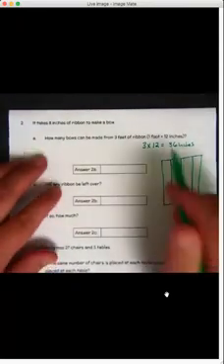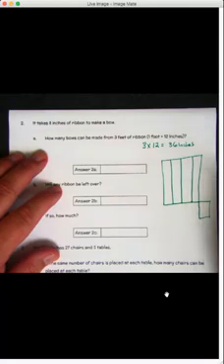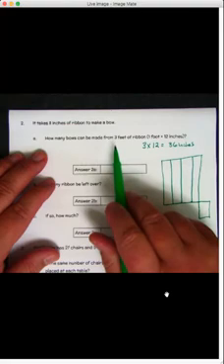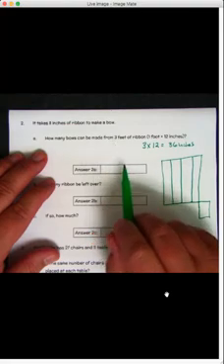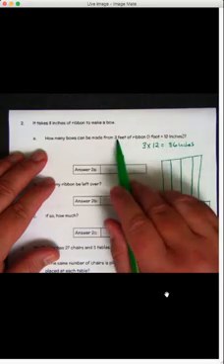Question number 2 says it takes 8 inches of ribbon to make a bow. How many bows can be made from 3 feet of ribbon? Now, it already made it tricky here because it shows us feet, but we have inches, so we have to do some conversion before we can get started. So 1 foot is 12 inches, so we have to figure out how many inches would be 3 feet. If 1 foot is 12 inches, then we have to do 3 times 12. So we have 36 inches that we're dealing with.